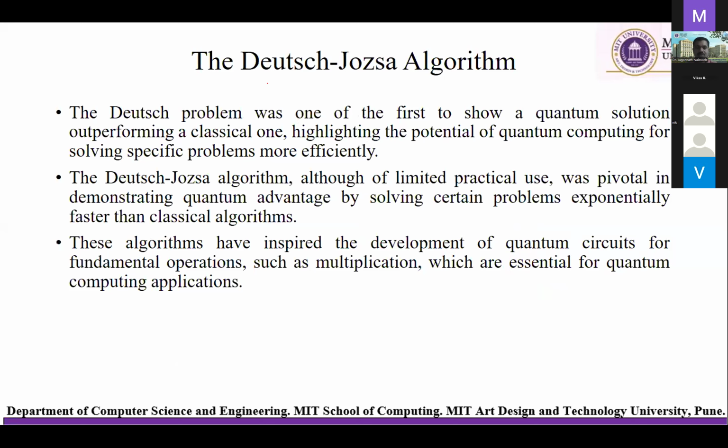The Deutsch-Jozsa algorithm was one of the first to show quantum solutions outperforming classical ones, highlighting the potential of quantum computing for solving specific problems more efficiently. The Deutsch-Jozsa algorithm, although of limited practical use, was pivotal in demonstrating the quantum advantage by solving certain problems exponentially faster than classical algorithms. These algorithms have inspired the development of quantum circuits for fundamental operations such as multiplication, which are essential for quantum computing applications.